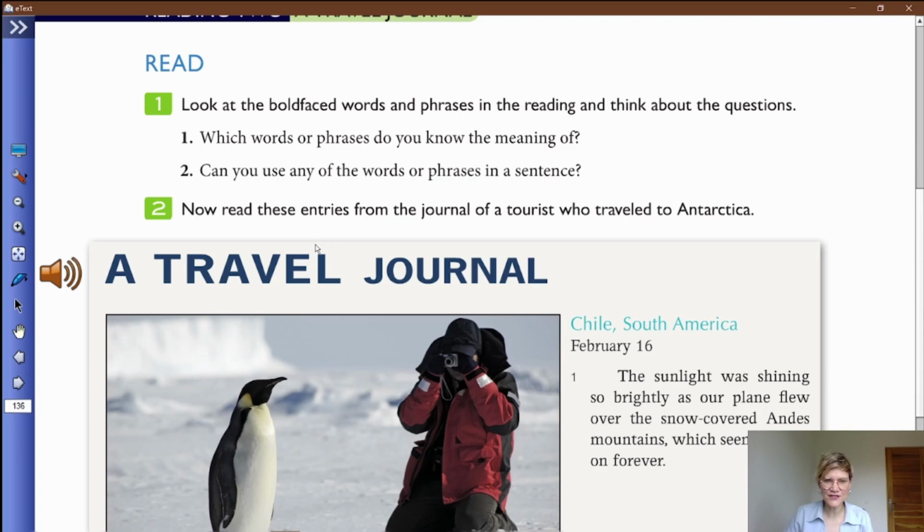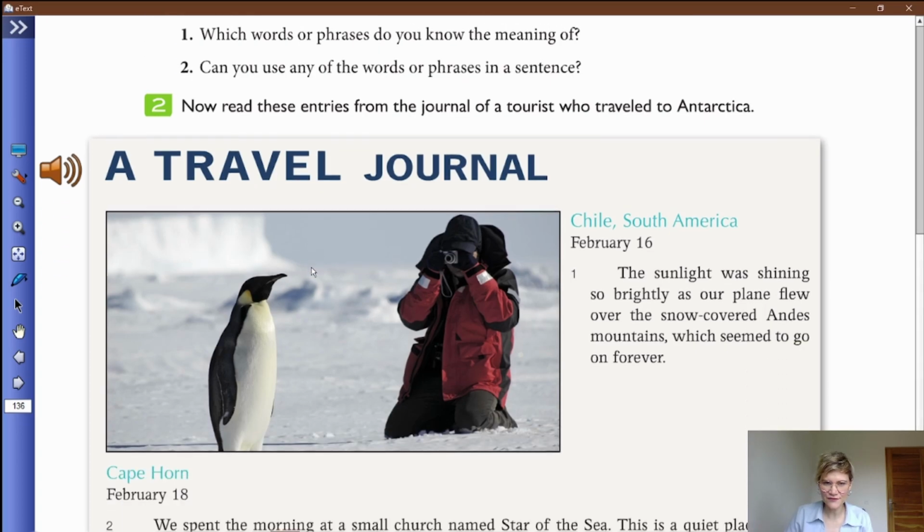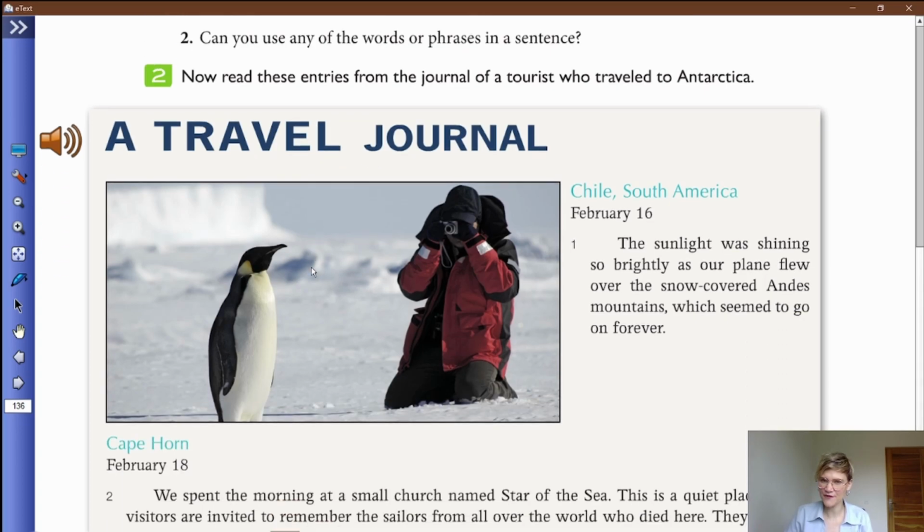Great, that brings us to the travel journal itself. Let's read it. It's from the Journal of a Tourist Who Traveled to Antarctica. But before we do that, I want you to preview the text first by looking at the title and the subheadings. Basically, we already know what genre of text it is because it is written right there, travel journal, but it's always important to do the preview, to predict, so to know what the purpose is of the text, to create focus.